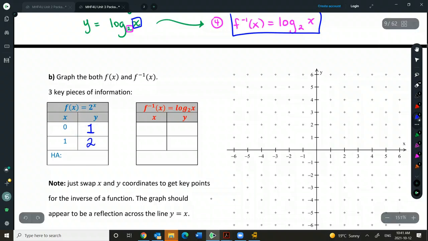Does anyone remember where the horizontal asymptote lies for any exponential function? All exponential functions have a horizontal asymptote. Kenzie? Yep, it lies along the x-axis. What would be the equation of a line that lies along the x-axis? Bella? Y equals 0. Okay, so I have a horizontal asymptote along the line y equals 0. Can somebody tell me why this is called y equals 0 if it's on the x-axis? Why do we label that y equals 0?